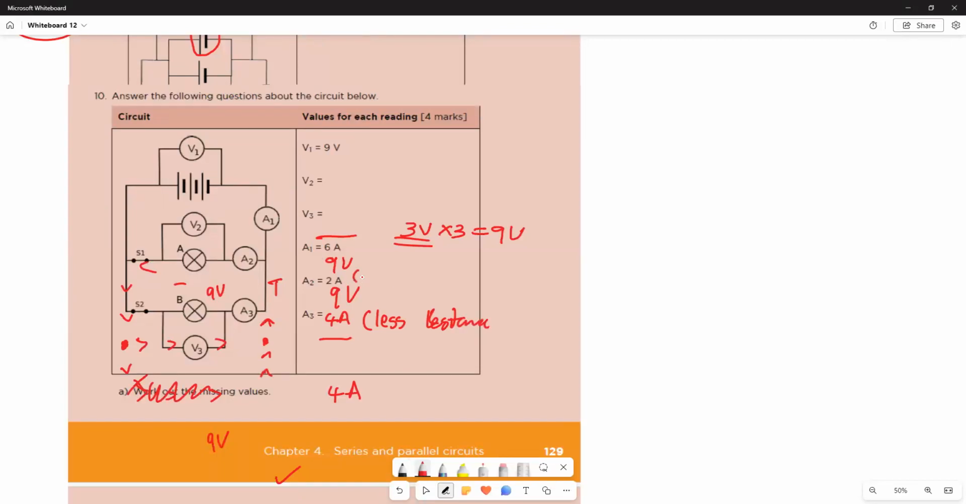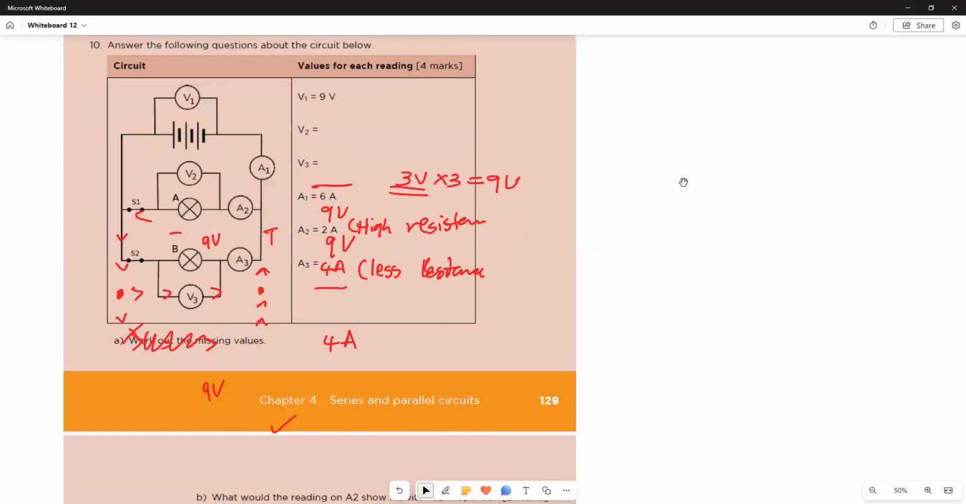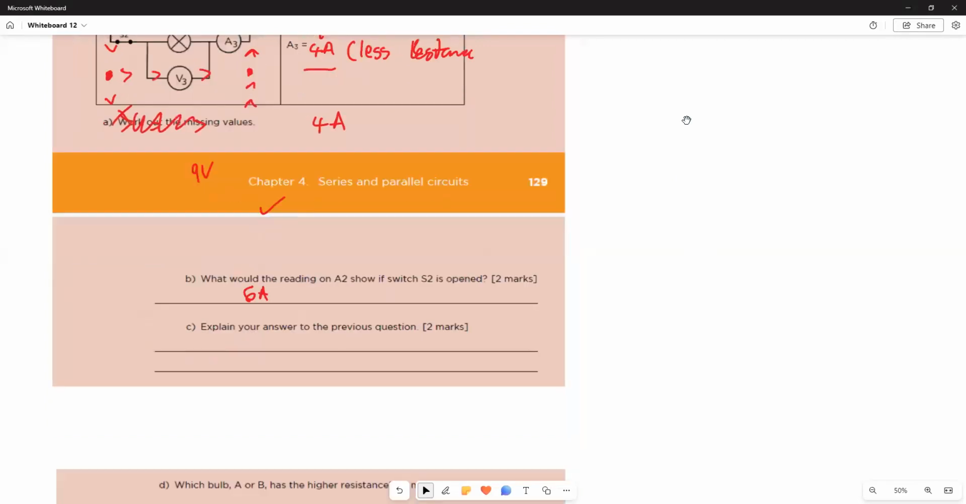So this one has high resistance because the current is less. The flow of current is less. It means there's high resistance. You get it? Perfect. And then now let's go check. I'm sure I answered that question.